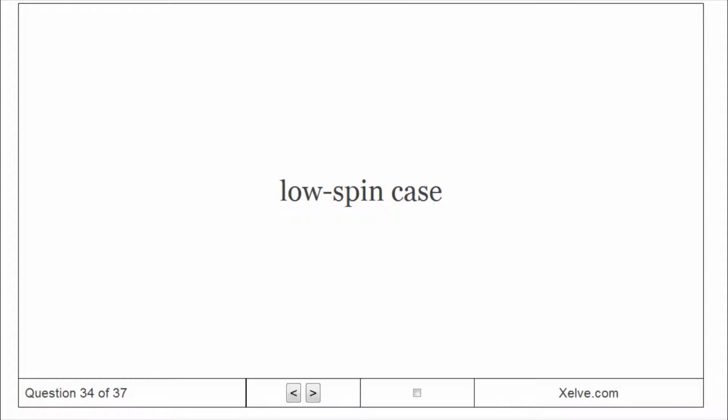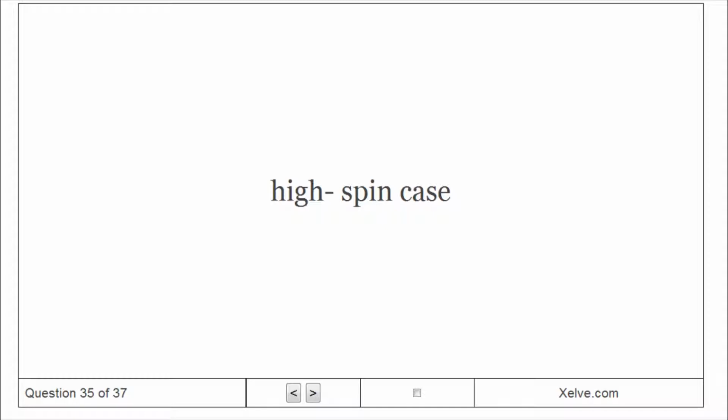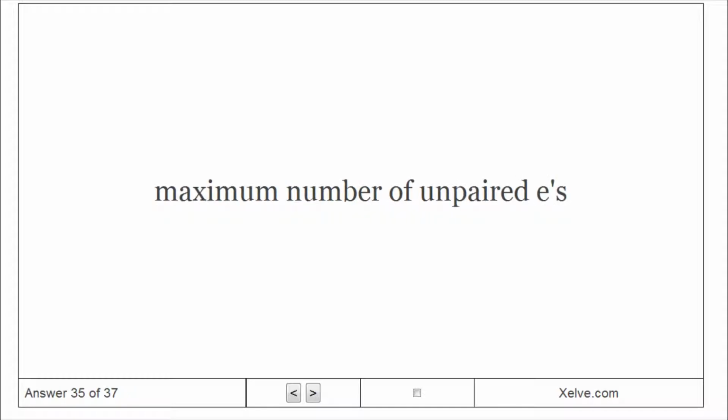Low spin case. Yields the minimum number of unpaired electrons. High spin case. Maximum number of unpaired electrons.